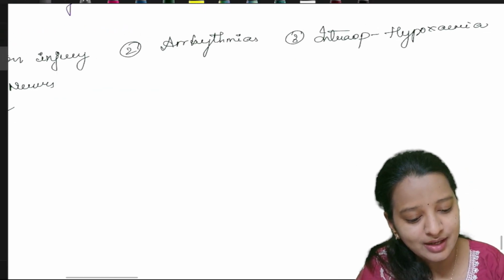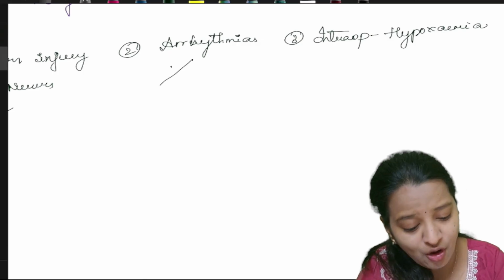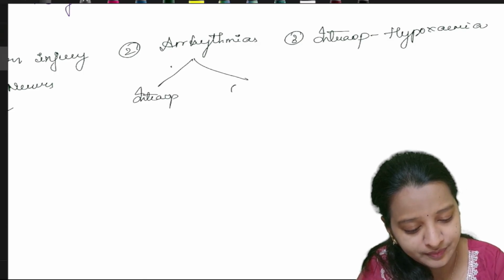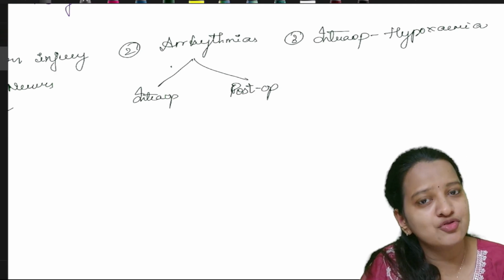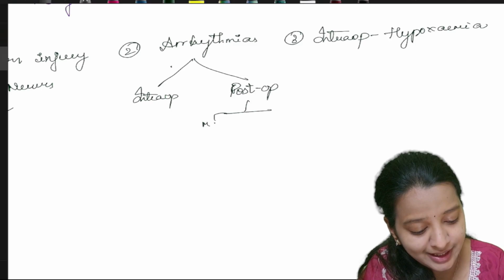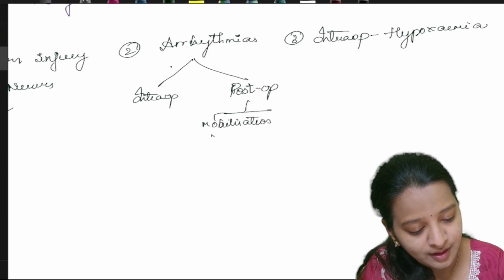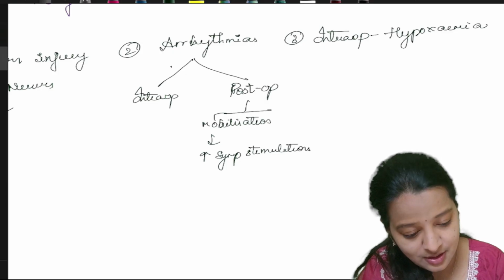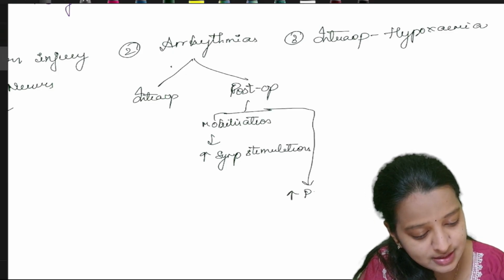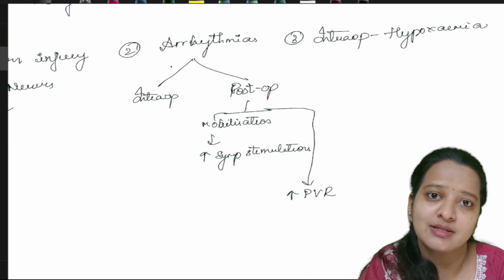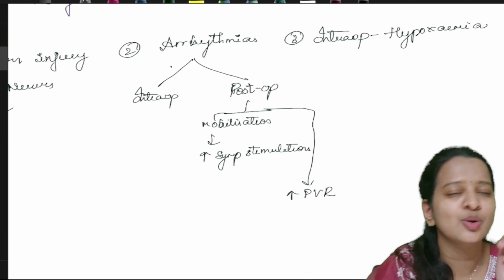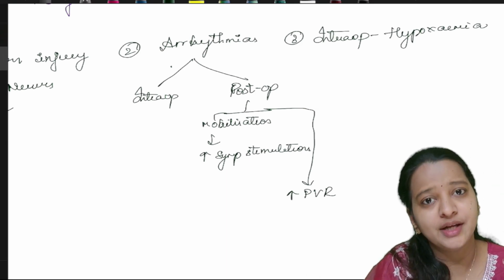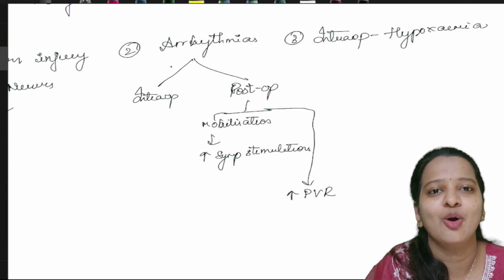Okay. The second one is arrhythmias. The arrhythmias may be intraoperative or postoperative. By intraoperative, during dissection, there might be stimulation. Okay. By postoperative, during mobilization, there might be increased sympathetic stimulation that might lead to arrhythmias, or due to increased pulmonary vascular resistance. Why has pulmonary vascular resistance increased? Due to resection of lung or any strain or any stress to the right side of the heart. Okay, so arrhythmias intraoperative and postoperative. Intraoperative is due to stimulation and postoperative due to mobilization or increased PVR.